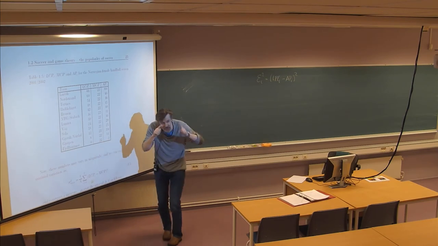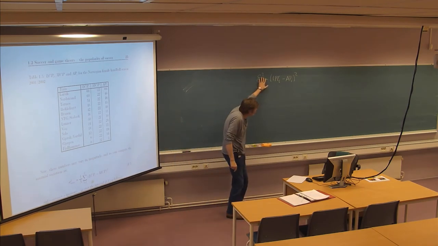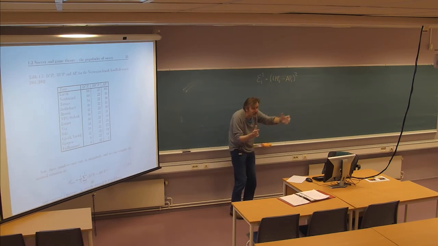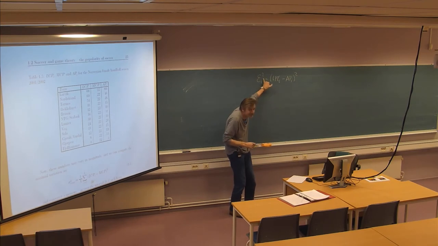The reason we square it, putting the 2 up here, is to take care of the fact that this number could be smaller than that number, so we get a negative number. What we want in the end is to add all these distances together to find a total distance for the league as a whole. To avoid these possible pluses and minuses cancelling each other, the normal way in statistics is to square it. That's the reason for the squaring. Then at the next step, we can add these together.